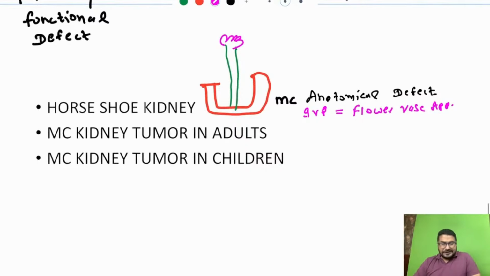ओके. मोस्ट कॉमन किडनी ट्यूमर इन अडल्ट. एनीवन? अडल्ट में कौन सा होगा? इट इज RCC. बट इन चिल्ड्रन दिस इज विल्म्स ट्यूमर. इन चिल्ड्रन इट इज विल्म्स ट्यूमर. डन.